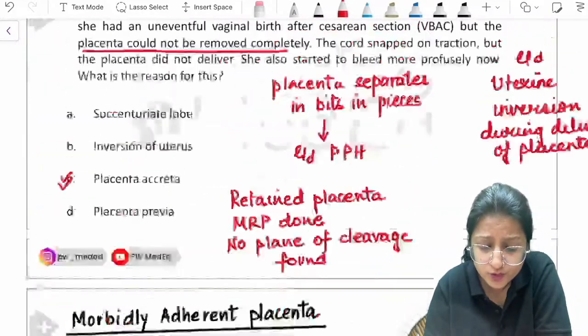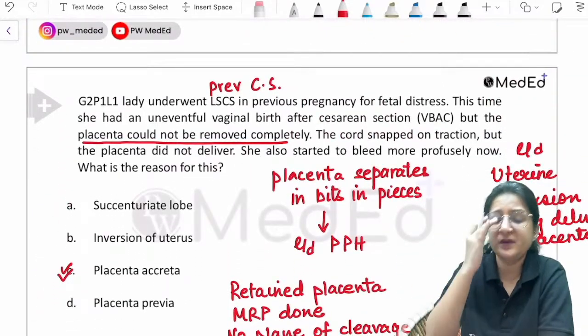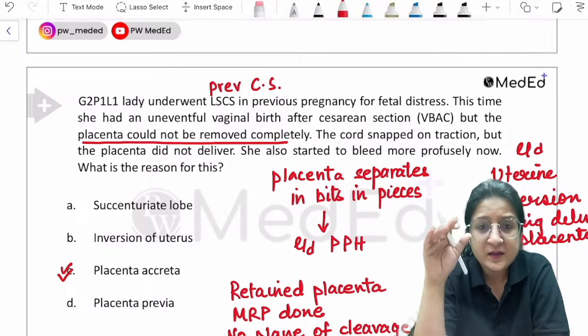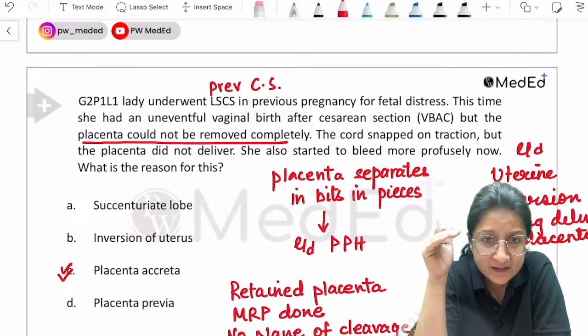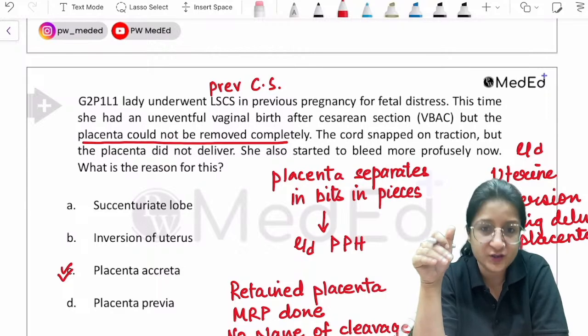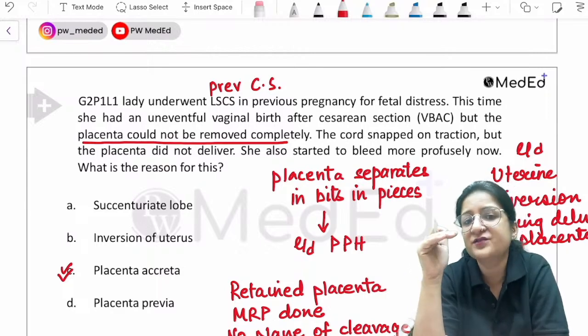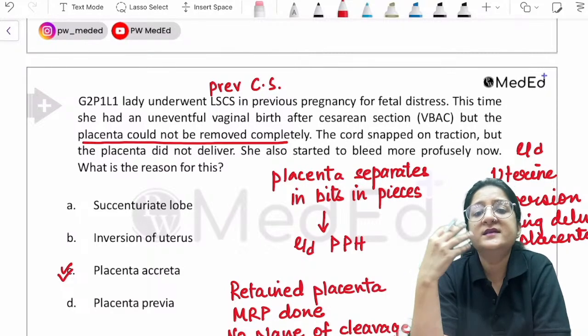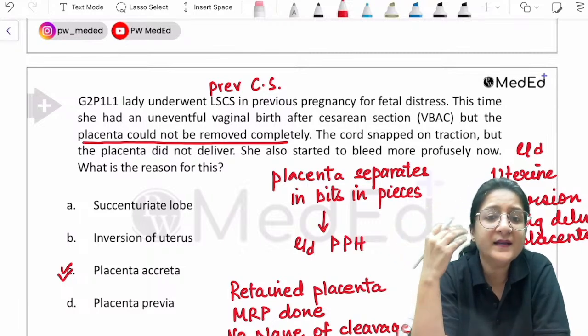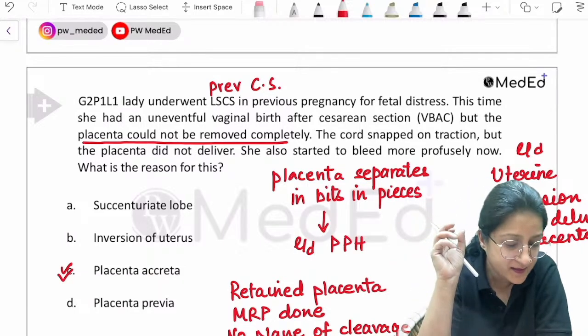There is no confusion here. Even if you look at the history, there is a history of previous cesarean section. This previous cesarean section history makes the possibility of placenta accreta more likely. That is what it means here.